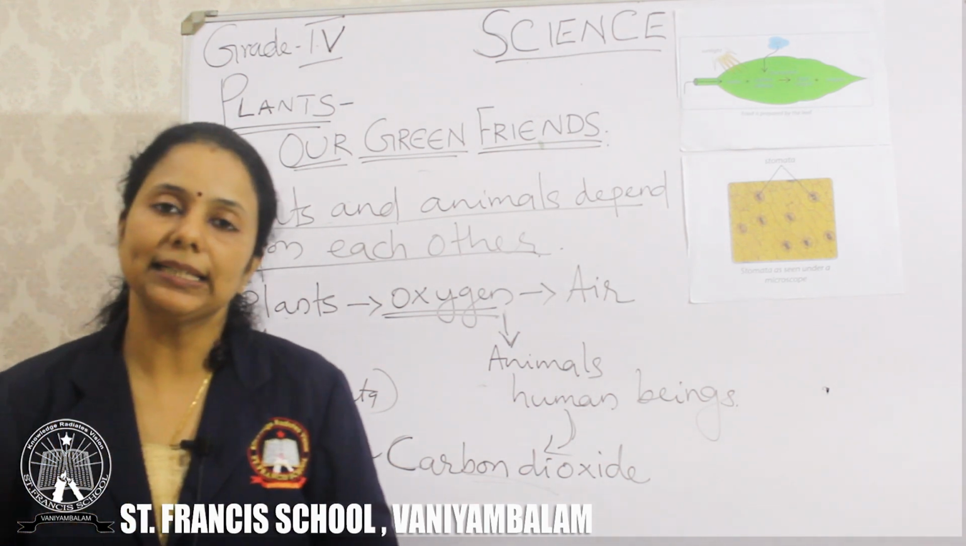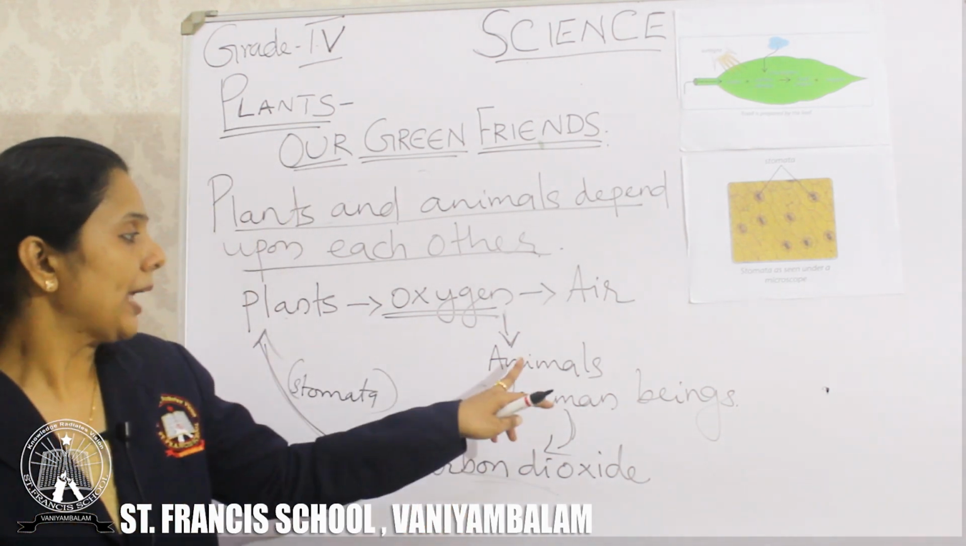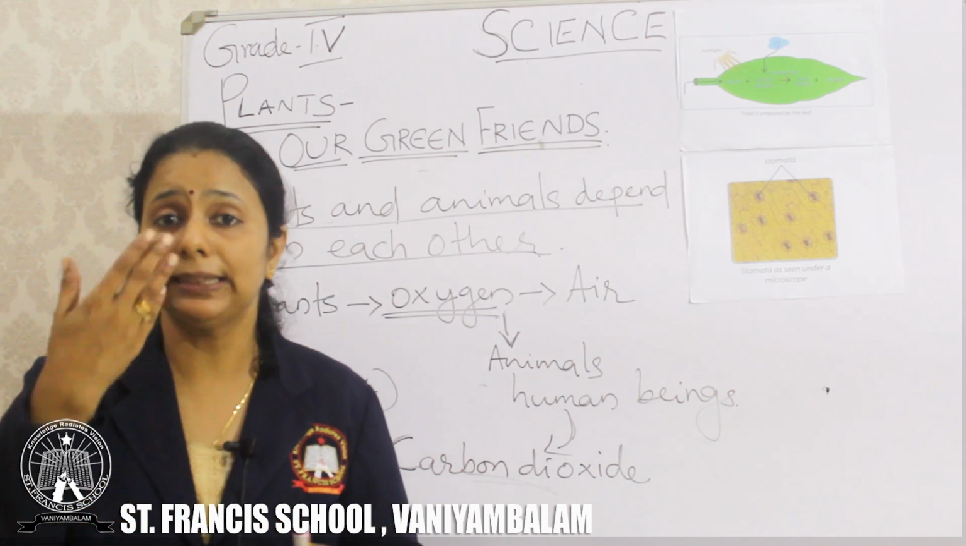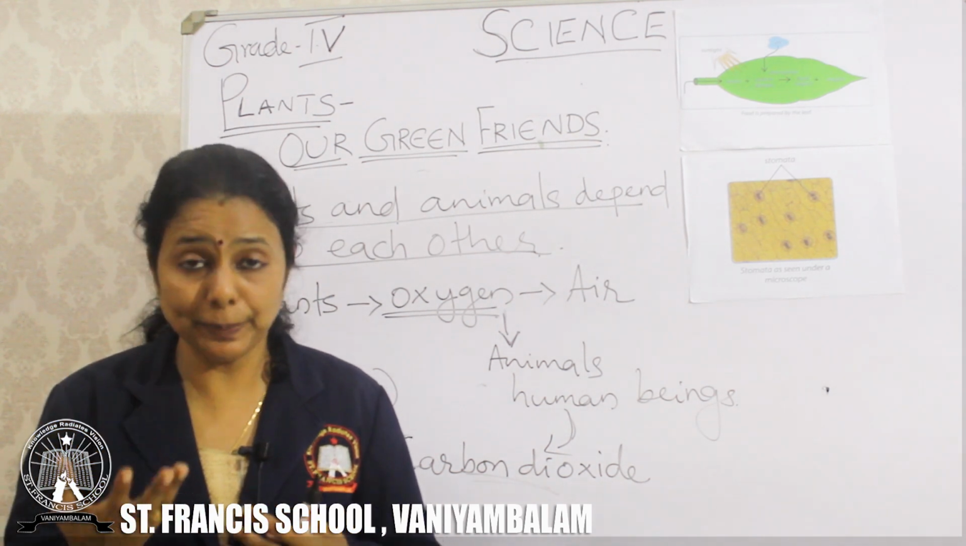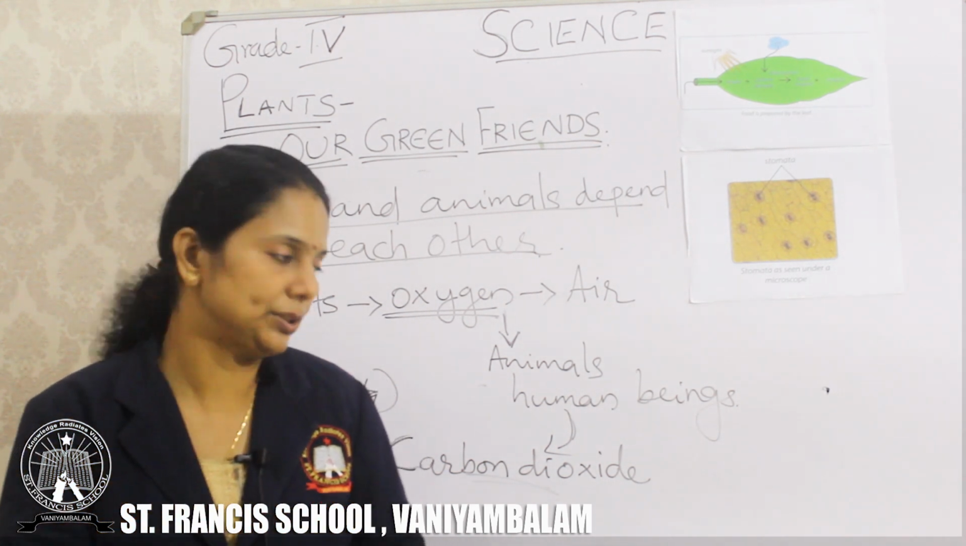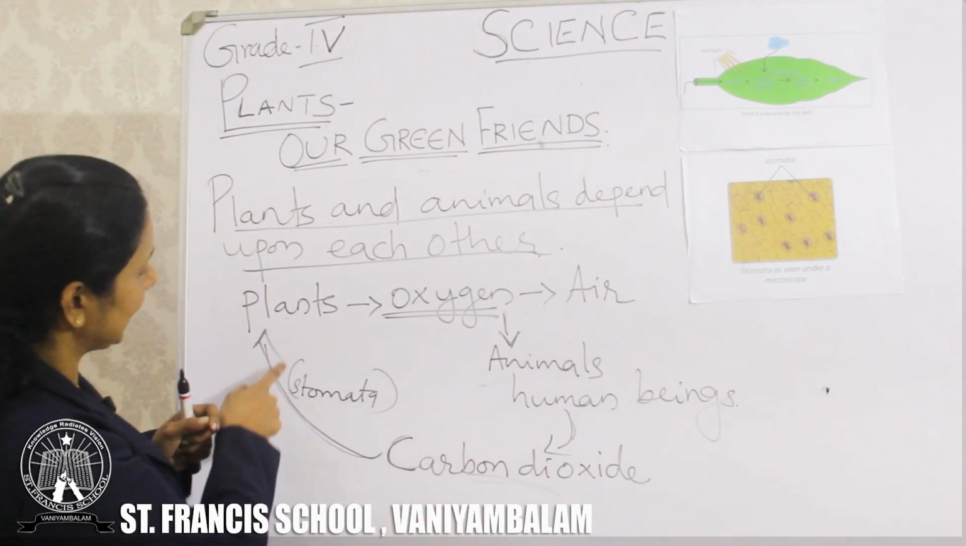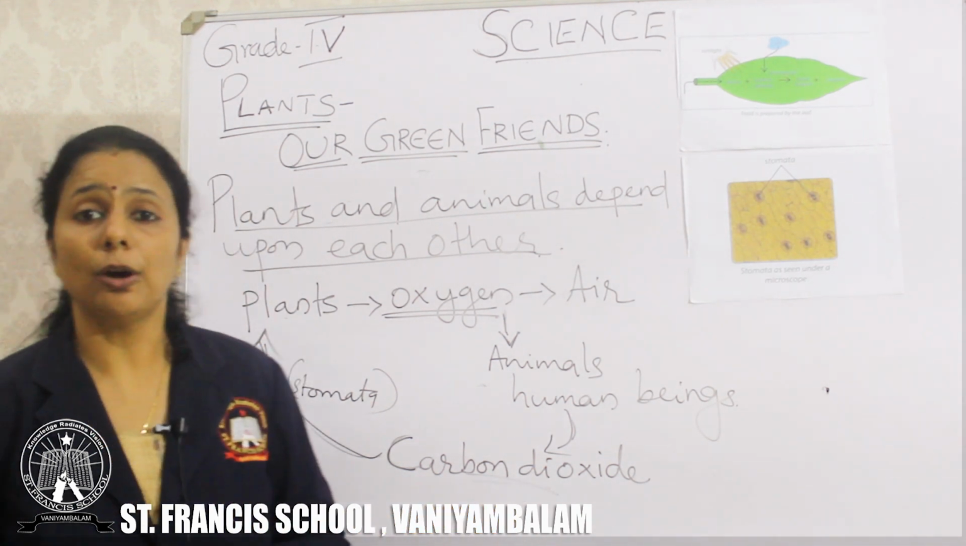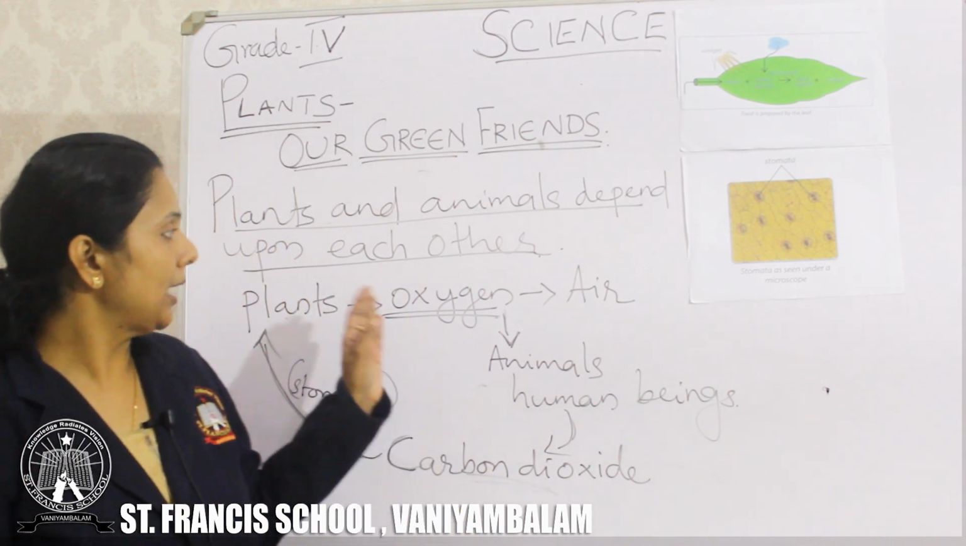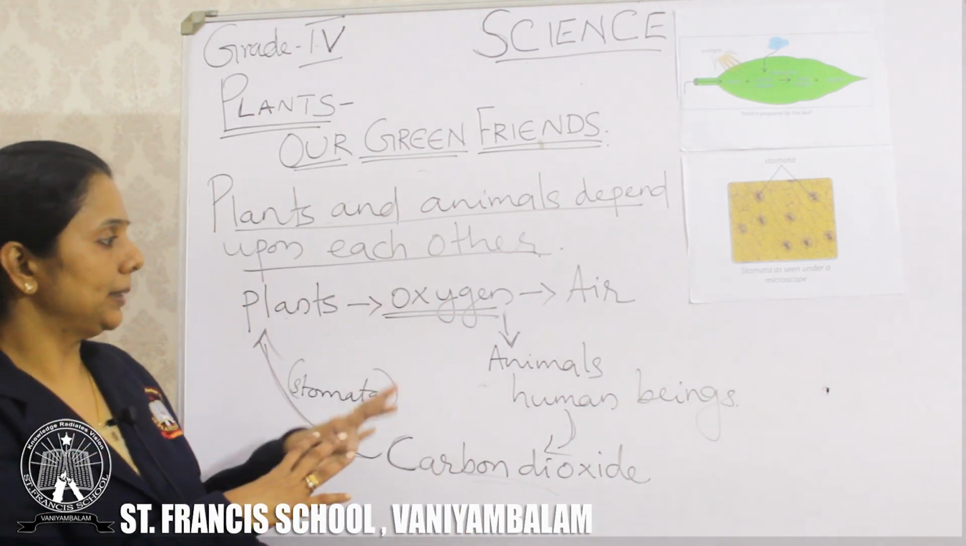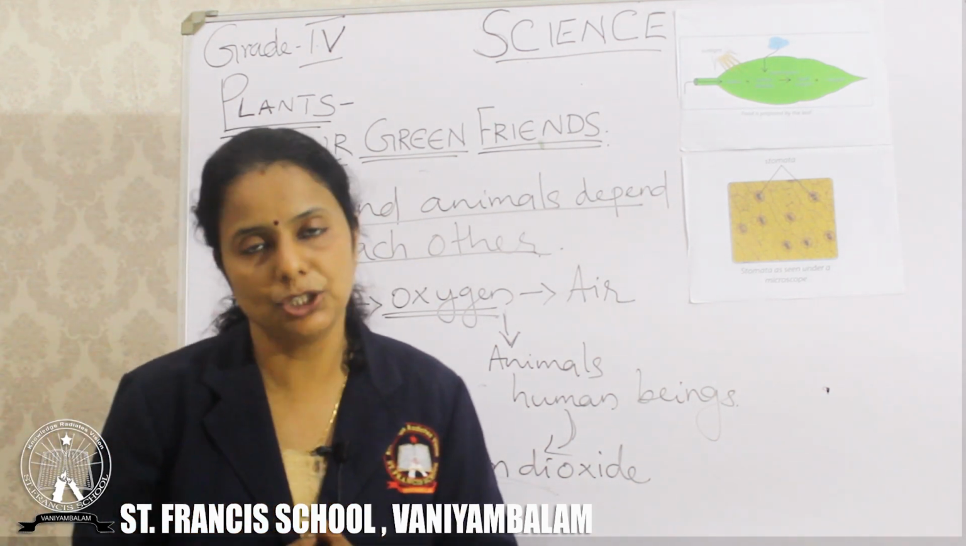Carbon dioxide is very essential, and animals and human beings breathe it out. During respiration, we breathe out carbon dioxide. That carbon dioxide is taken by plants to perform photosynthesis. This is how the plants and animals depend on each other.